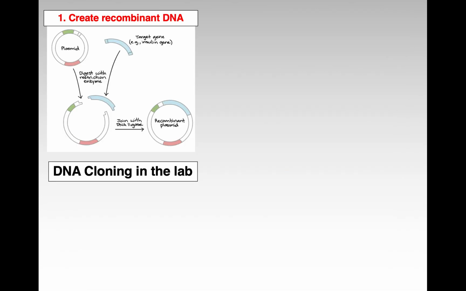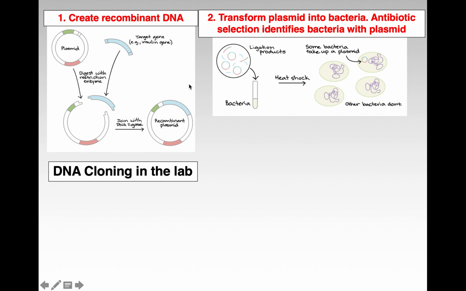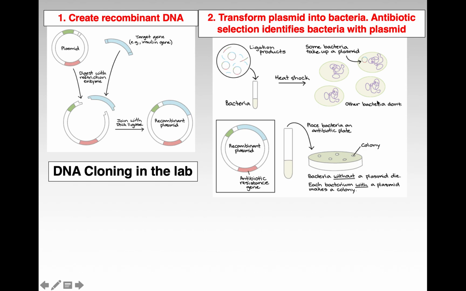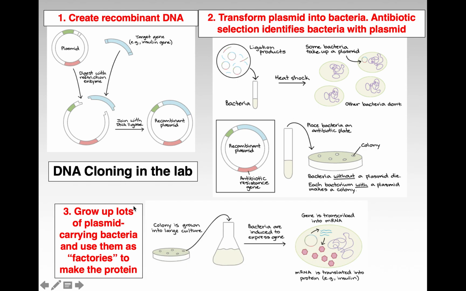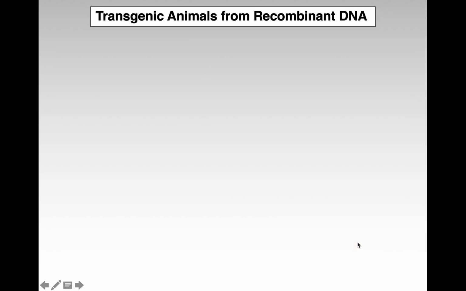So in lab, what we do is we first need to create recombinant DNA, just as I said. So we're making a plasmid. We then transform that plasmid into bacteria, select for it on antibiotic plates, and then we grow up lots of bacteria carrying plasmid, and we use them as little factories to make the protein. So for example, if we were studying insulin, we could get the gene from humans, we could transform it into bacteria, we could grow up that bacteria in lab, we could get the protein out of that bacteria and then study the insulin.